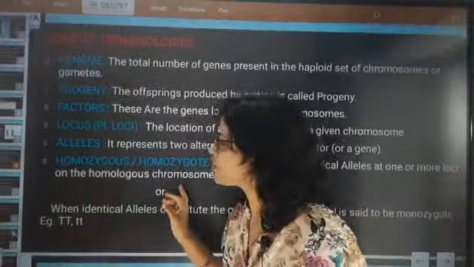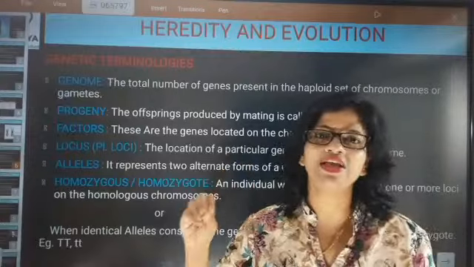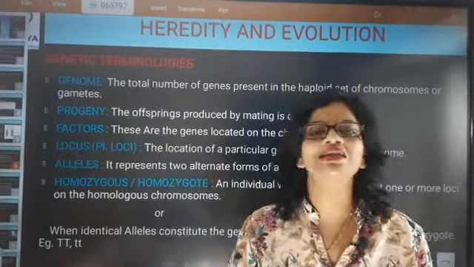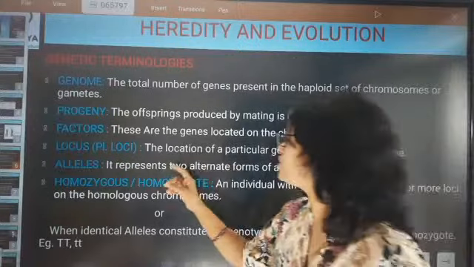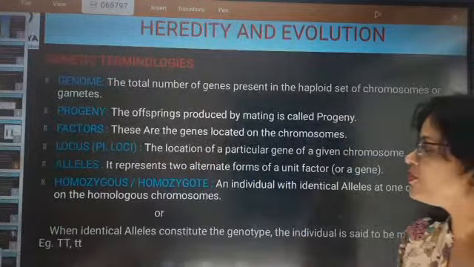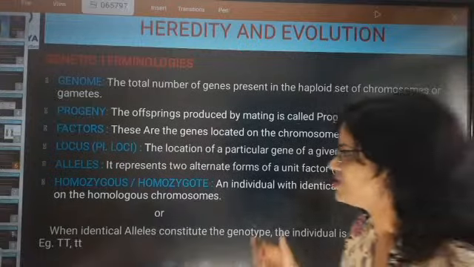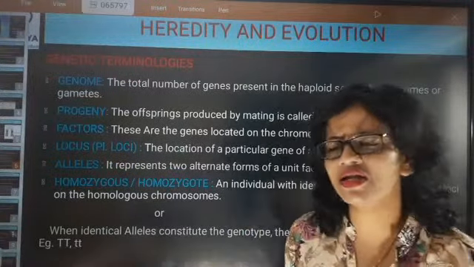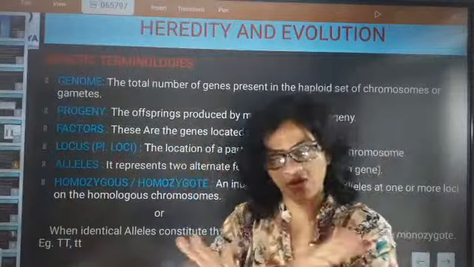Now we are going to talk about alleles. We have talked much about alleles. They are specific characters, denoted by capital T or small t. They represent two alternate forms of a unit factor, that is, of a gene. So we already know alleles are two different types of genes, and when one is picked, we already discussed it.